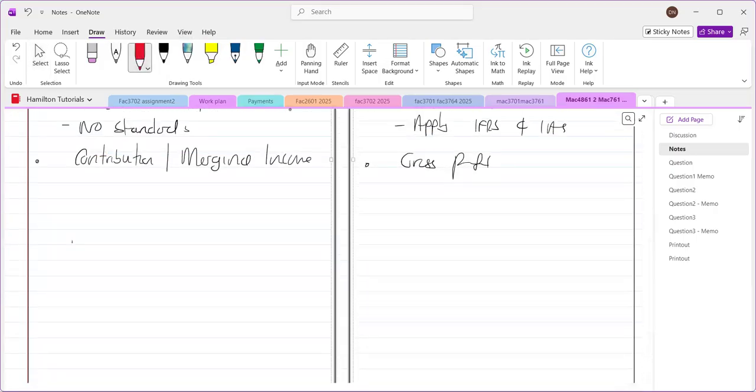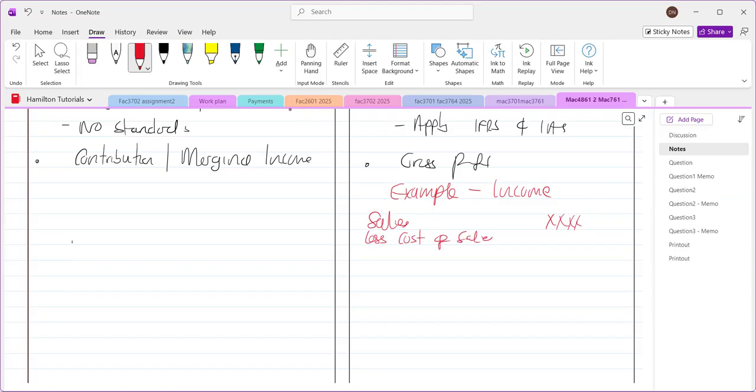Right, so let's have an example of an income statement. Of course you always start with sales. You have your value. Then you say, of course, less cost of sales. This is financial accounting after all.